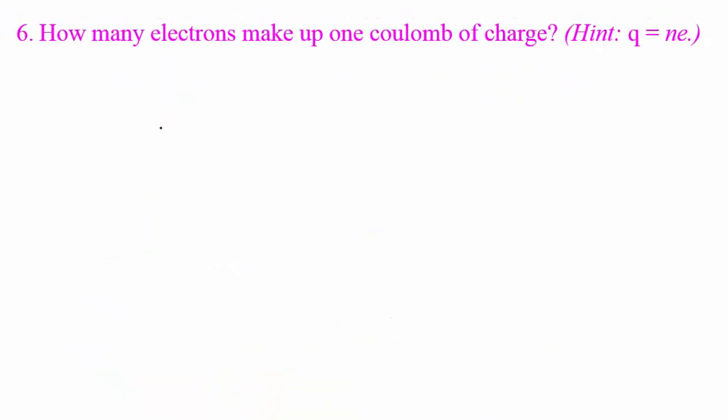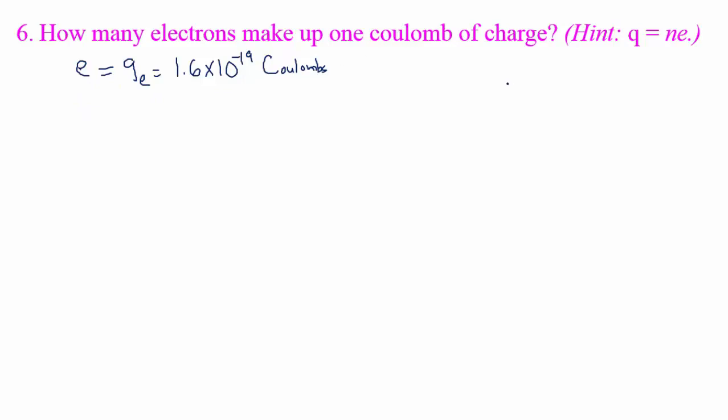Okay, in question number 6, we are asked about how many electrons make up 1 coulomb of charge. Now you need to know first that the charge of 1 electron, which we call E or Q sub E, is 1.6 times 10 to the negative 19 coulomb. So this is the charge of 1 electron. The question is how many electrons will make up 1 coulomb.